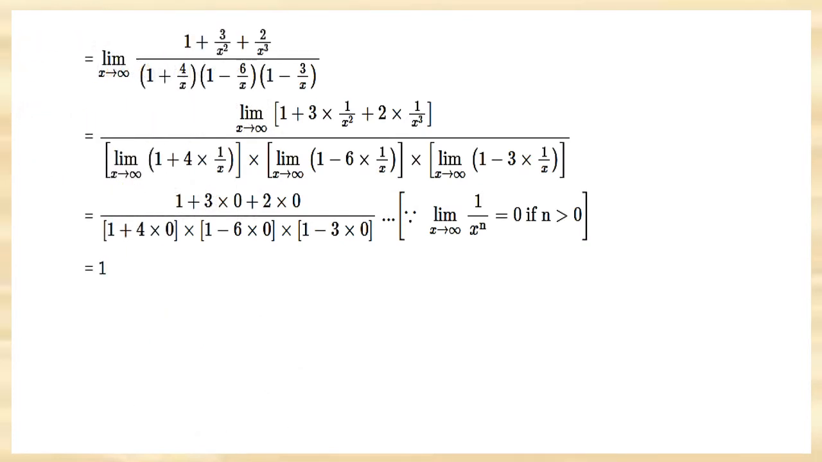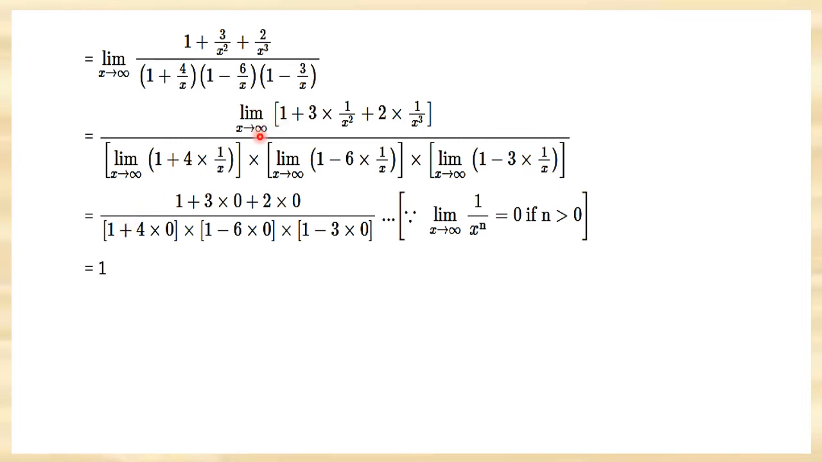Now we can apply the limit for each term. And one more thing, we can separate this as 1 by x raised to n form. That is, in the numerator it is 1 plus 3 by x square, so we can write it as 3 into 1 by x square and 2 into 1 by x cube. Same way the denominator also: 4 into 1 by x, 6 into 1 by x, and 3 into 1 by x. Now we can apply the limit.